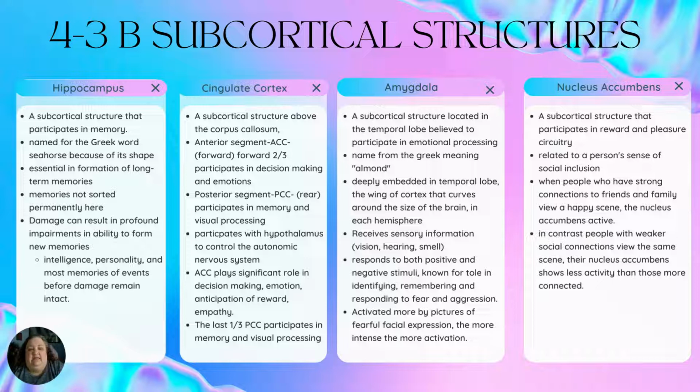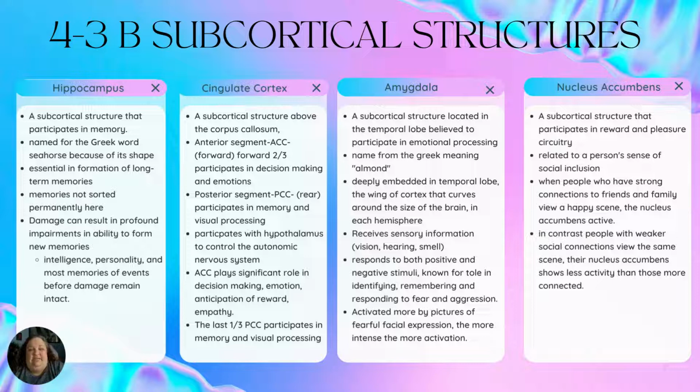Okay, the amygdala is the next area, and it's located in the temporal lobe, and it's believed to be participating in emotional processing. Its name literally means Greek for almond. It's deeply embedded in the temporal cortex and kind of curves around both hemispheres. It receives sensory information in the brain, and then it responds to both positive and negative stimuli.